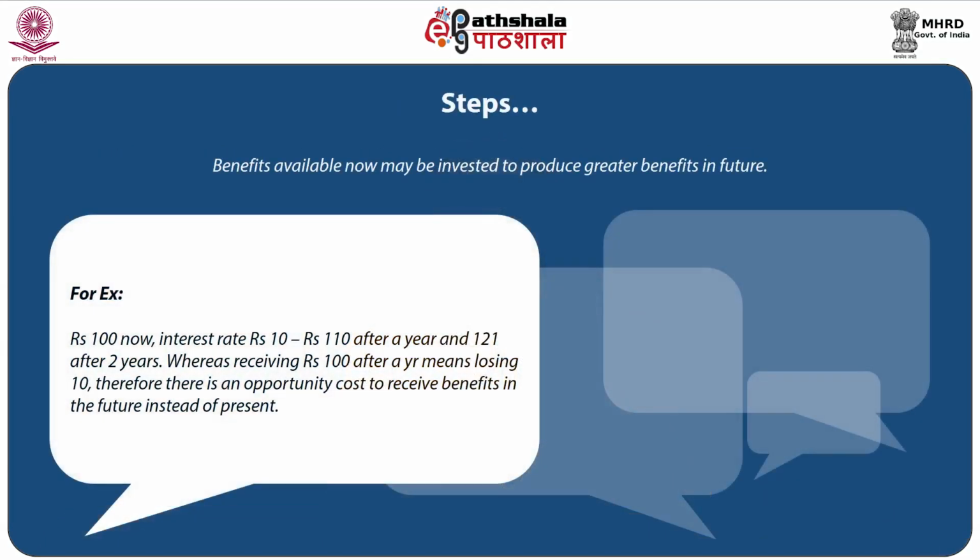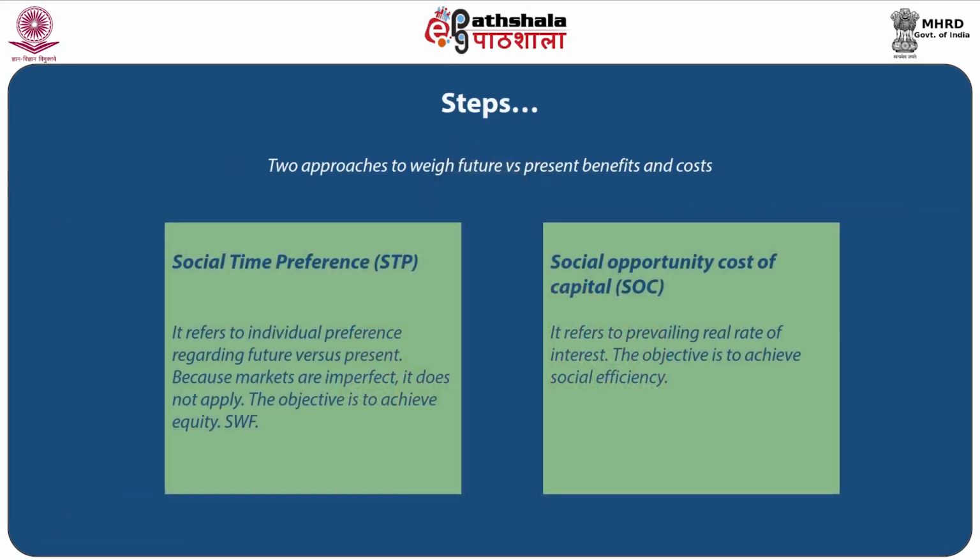The second reason is benefits available now may be invested to produce greater benefits in future. For example, rupees 100 now, at an interest rate of 10 percent, will give 110 after a year and 121 after 2 years, whereas receiving 100 rupees after a year means losing 10 rupees. Therefore, there is an opportunity cost to receive benefits in the future instead of the present. Two approaches to weigh future versus present benefits and costs.